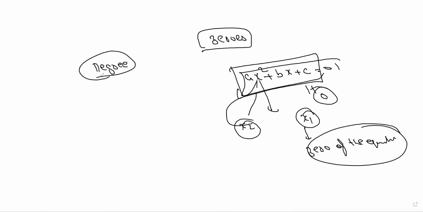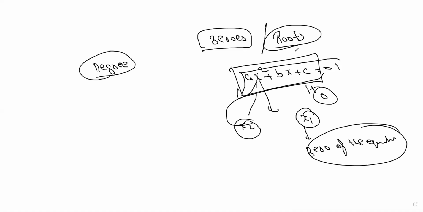Degree denotes how many zeros of that particular equation there would be. Zeros, in a quadratic equation, we call roots. The definition of both things is the same. What value of x you substitute in this equation so that the equation turns to 0, that particular value of x is called the zero or the root.